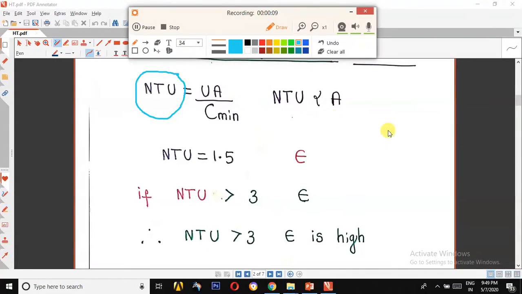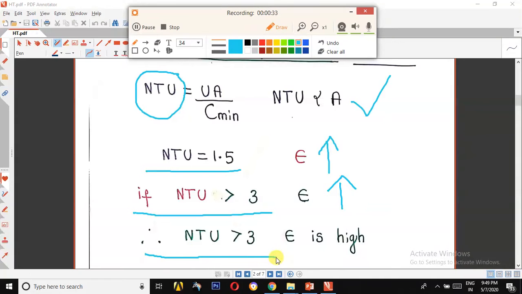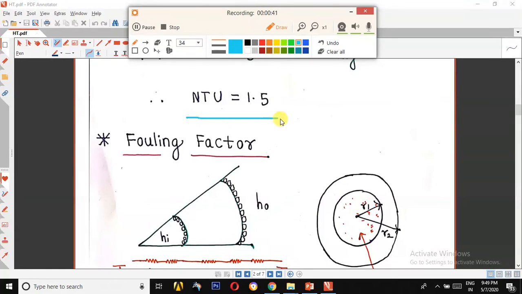Number of transfer units. Number of transfer units is directly proportional to the area of the heat exchanger. If we increase NTU up to 1.5, effectiveness increases rapidly. If we increase NTU more than 3, effectiveness increases but in a very slow manner. Therefore, for NTU more than 3, effectiveness is high, but that will not justify the cost. Therefore, for a good design of heat exchanger, NTU is limited to 1.5.